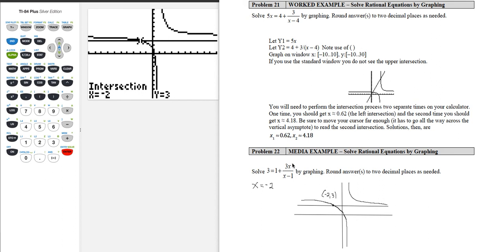We also need to just make a mention of working with this problem, looking at the domain. The domain is going to be governed by this denominator right here. So we're going to have all real numbers, x not equal to 1 for our domain, which means that x equals -2 is a viable solution.